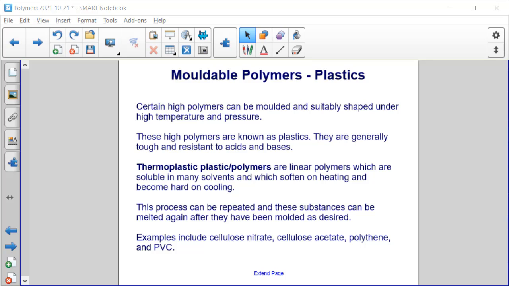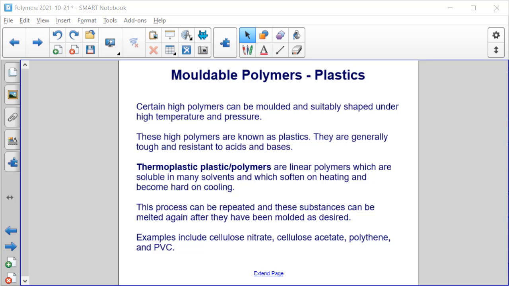Certain high polymers can be molded and suitably shaped under high temperature and pressure. These high polymers are known as plastics. They're generally tough and resistant to acids and bases. Thermoplastic plastics or polymers are linear polymers which are soluble in many solvents and which soften on heating and become hard on cooling. This process can be repeated, and these substances can be melted again after they've been molded as desired.